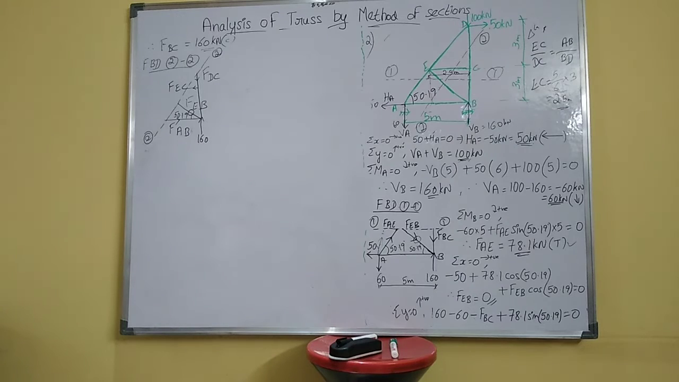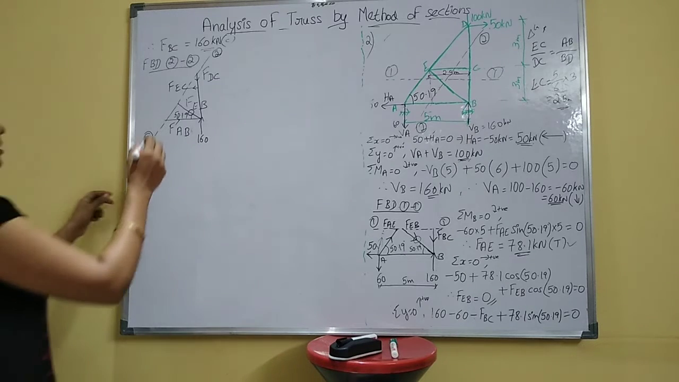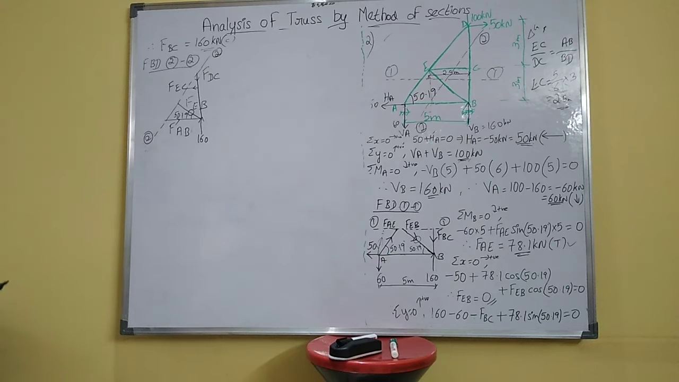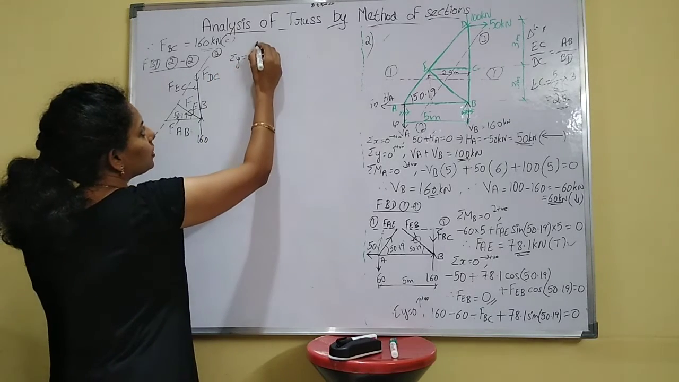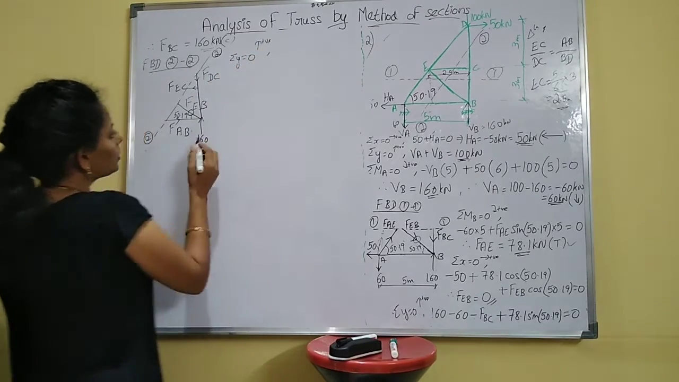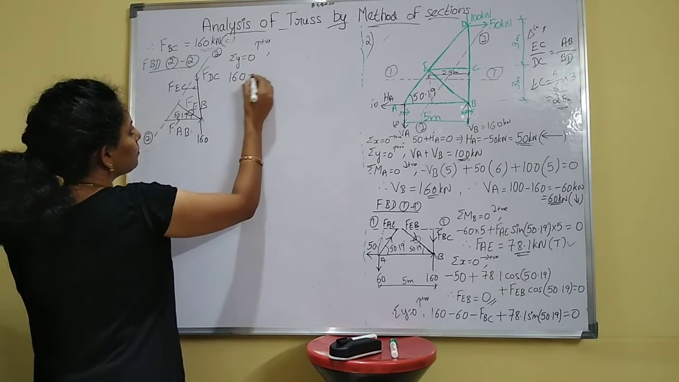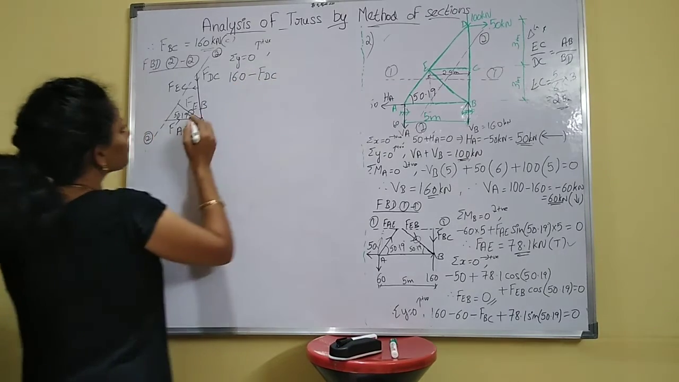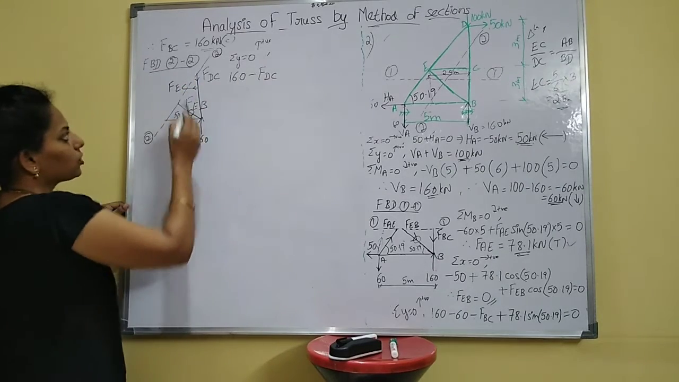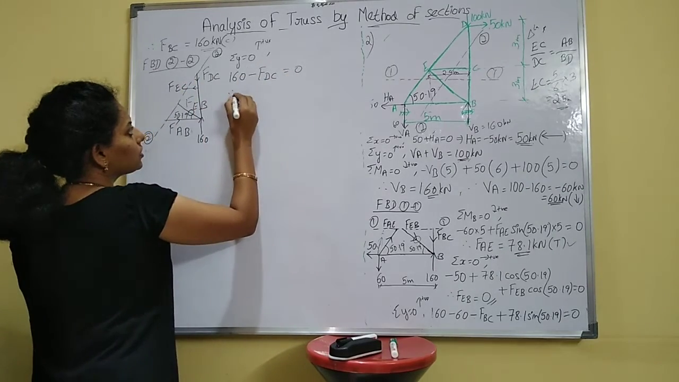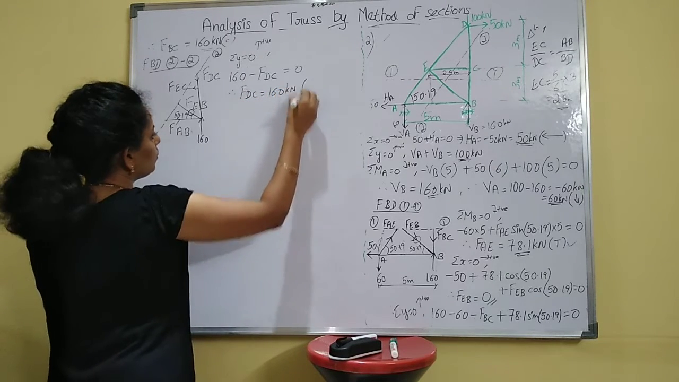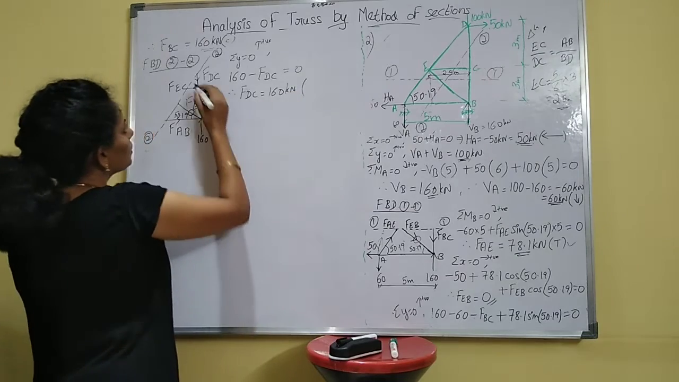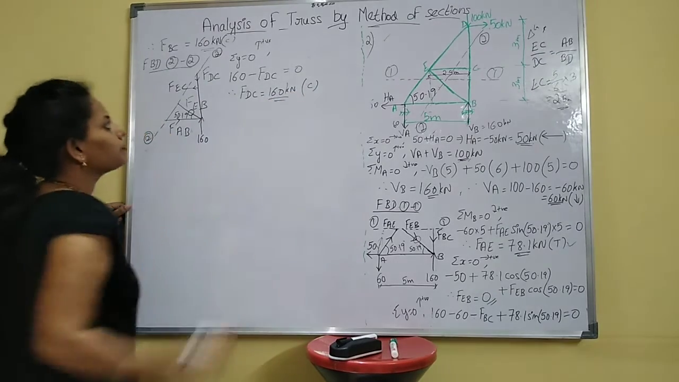Okay. First step, consider summation Fy as 0, upward as positive. You have 160 minus FDC. No other force contributes, as both are horizontal, so it equals 0. Therefore, FDC equal to 160 kilonewton, which is towards the joint, so it is compression, C.